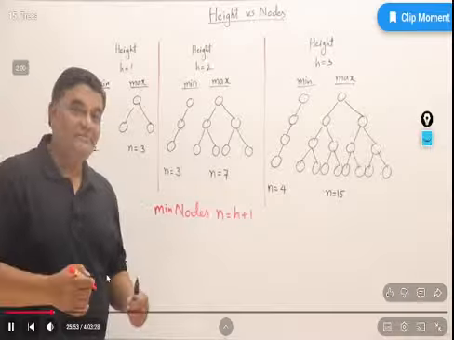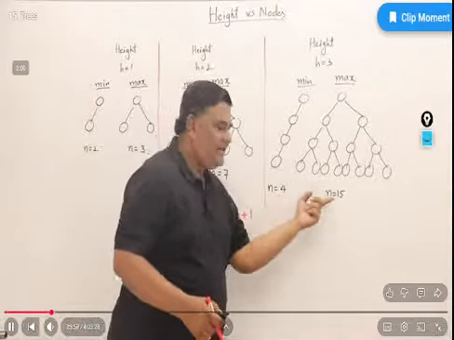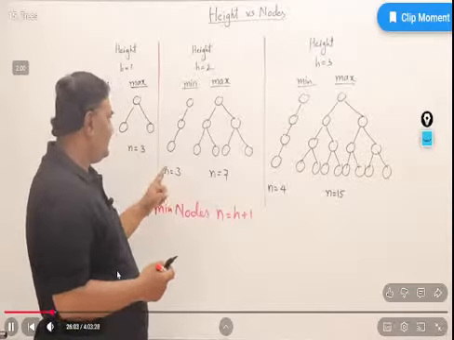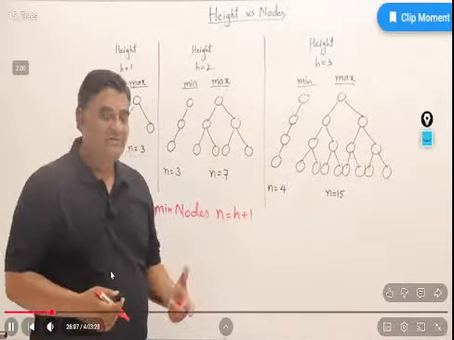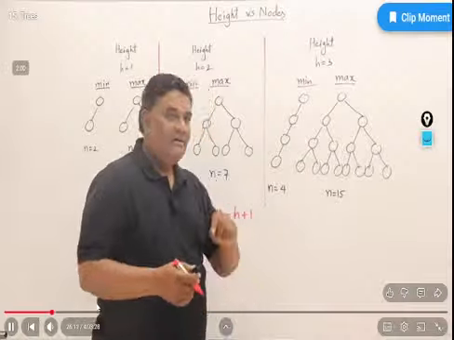Now we want a formula for maximum nodes. 3, 7, 15. We don't find any pattern. Like there was a pattern here, height 2, so 3, height 3, so 4, so height plus 1. But 3, 7, 15, let us observe from this tree.